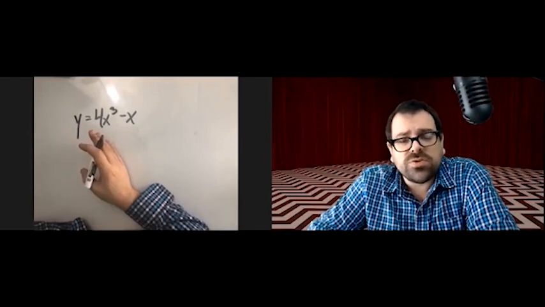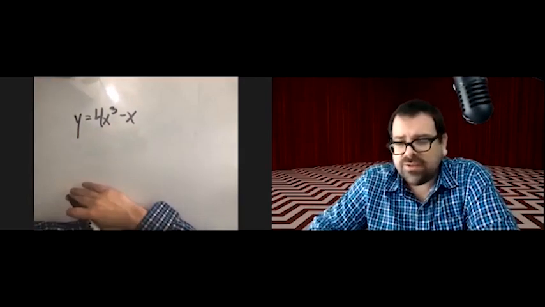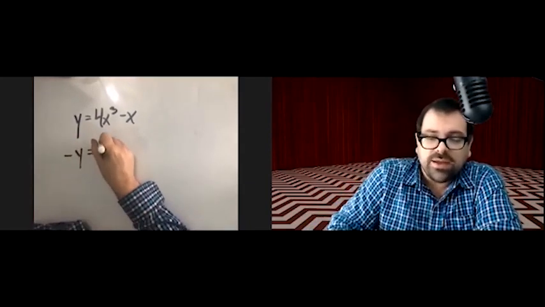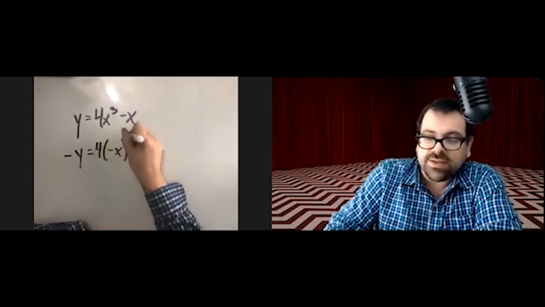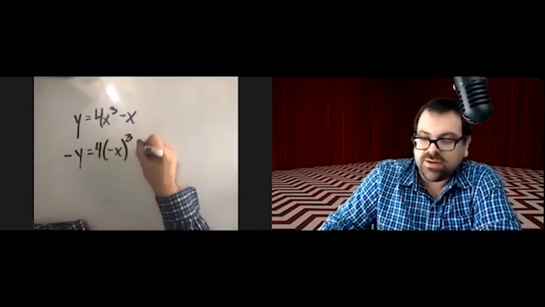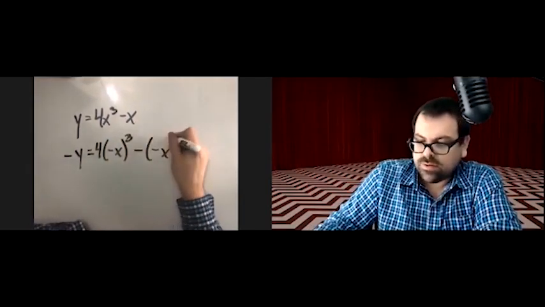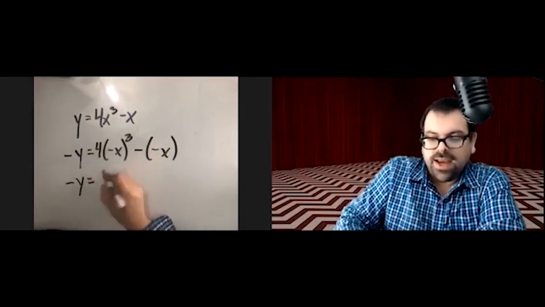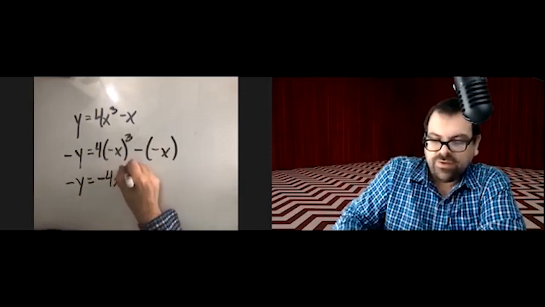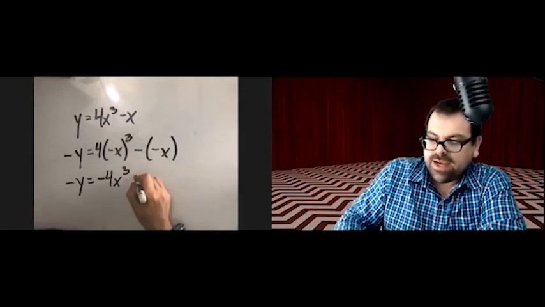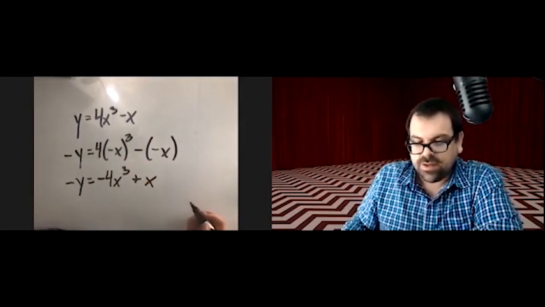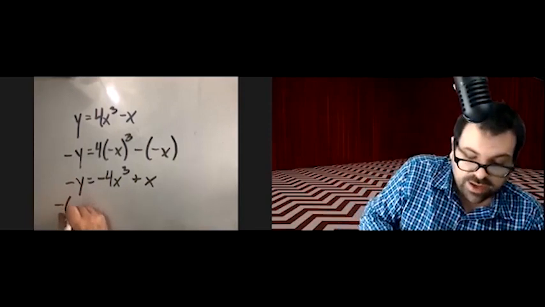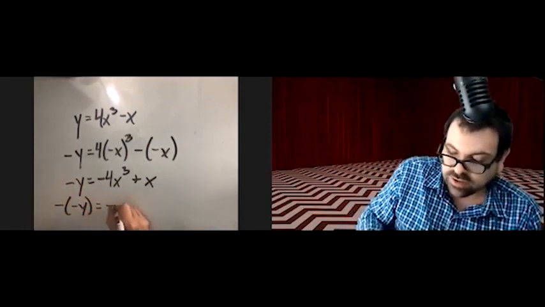For origin symmetry, instead of all that f of x stuff, let's just do both. Replace y with negative y. Replace x with negative x. Cubing a negative makes the term negative. Minus a negative is plus. Multiply both sides by -1 to solve for y.